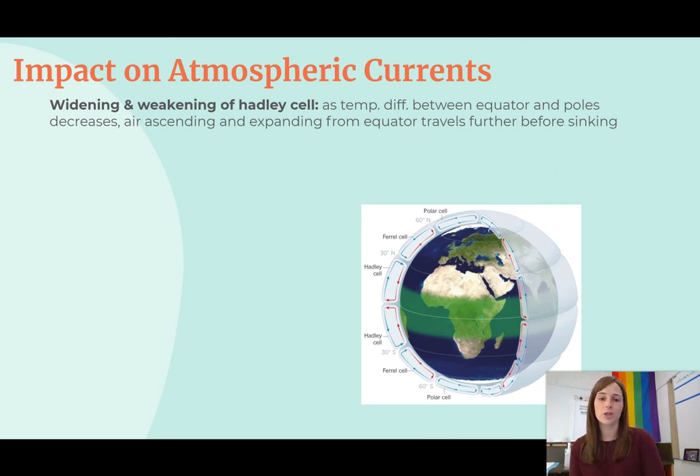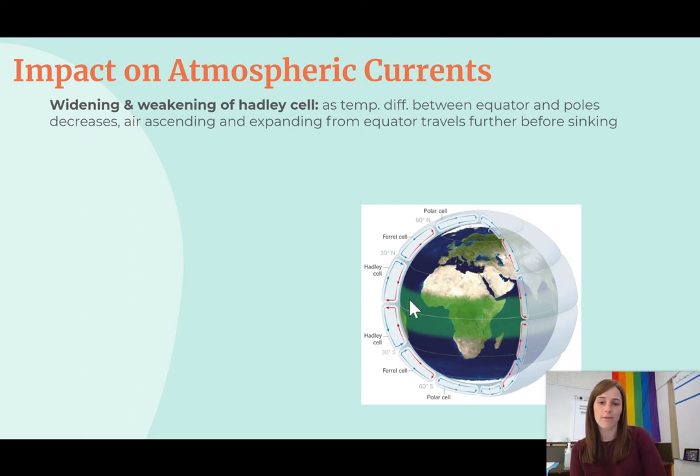And as we are having changes in the temperature, this is going to widen and weaken the Hadley cell. Now, as you are getting differences between the poles and the equator, the air is going to be coming down at different areas. So for example, here is our typical Hadley cell, where around our 30-degree north and south latitudes is where we're getting this. But the problem is, if your polar areas are starting to not be as cold, it's not going to be this cold air pushing up against the warm air and causing it to cool and condense.